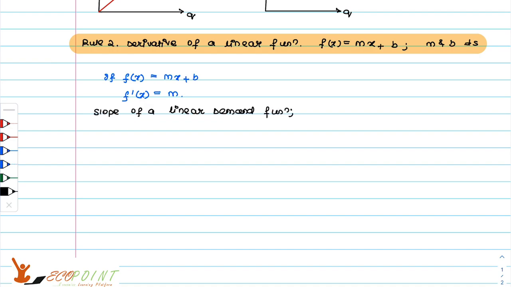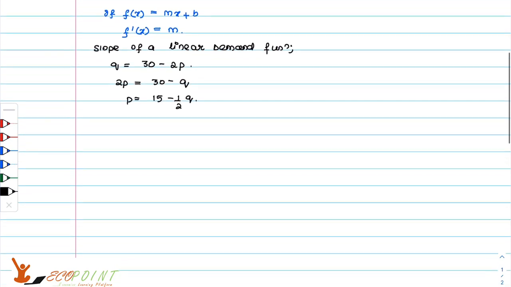a linear demand function. So you have Q equals 30 minus 2P. This is the demand function. This is a function of prices and quantity. This is telling you that as price increases, you'll be demanding less quantity. 2P equals 30 minus Q. P equals 15 minus half of Q.